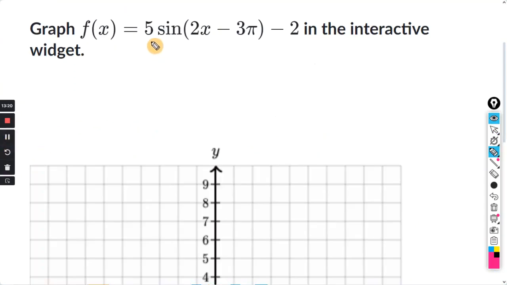So on this one here, we have this equation, and they want us to graph it. You basically need to factor this, because you can see there's a coefficient on x. We need to factor this 100%.